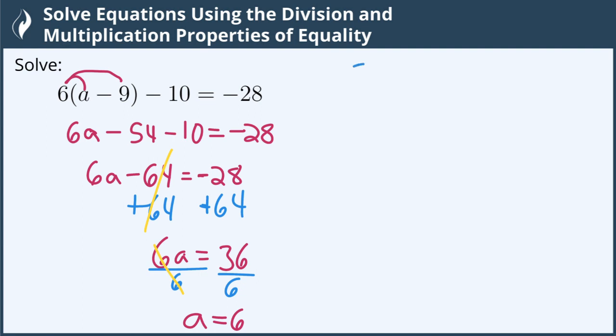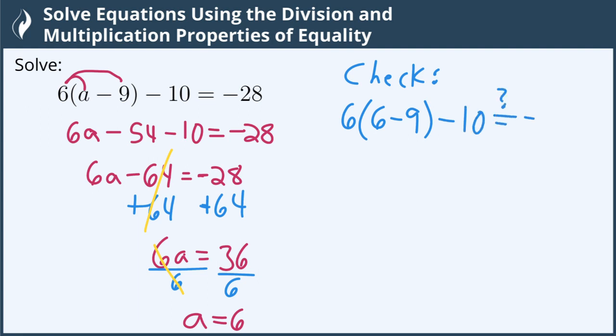Now, I want to do my check just to make sure that this did indeed work. So I'm going to rewrite my original equation with a equals 6 plugged in. So I have 6 times, and it was a minus 9. So now I have 6 minus 9 in the parentheses, minus 10. And we're checking to see, does it equal negative 28?